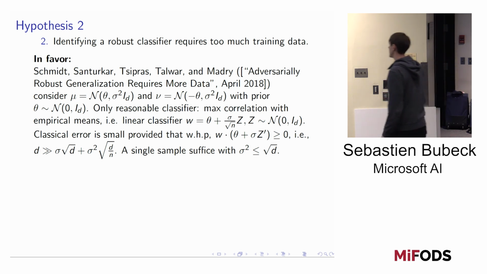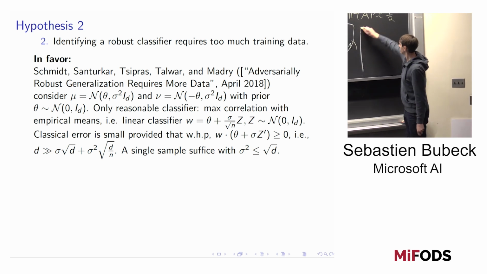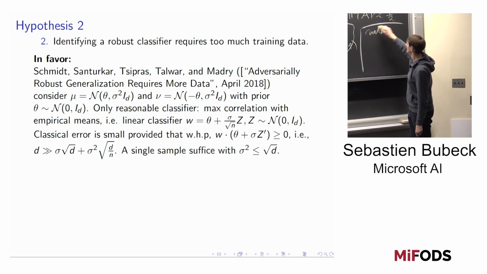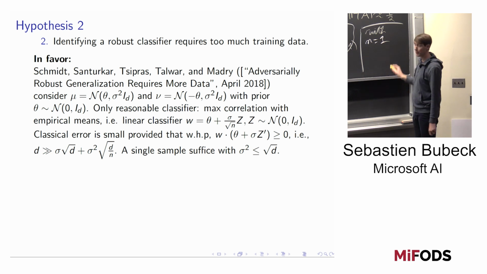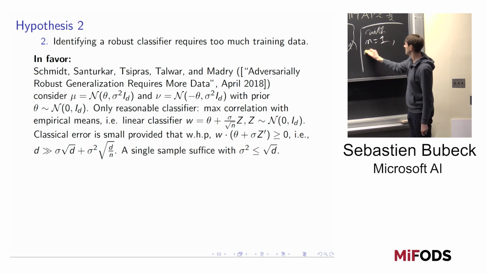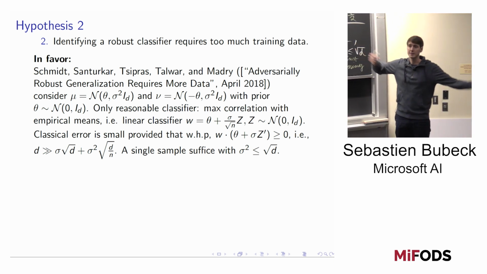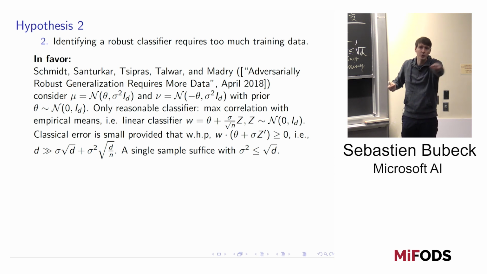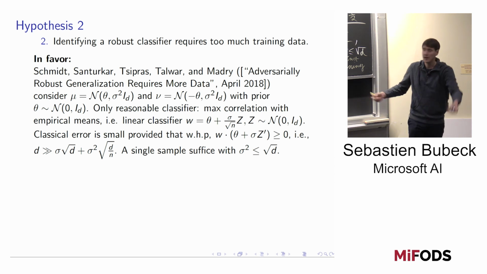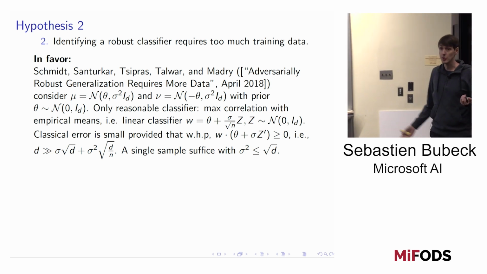So what I'm saying now is this is a problem where with n equals 1, a single sample, and if sigma squared is smaller than square root d, you can get non-robust learning. Your learner is just, you got one sample that gives you an estimate of theta, and then when you get a new sample, you say, is it closer to that sample or to minus that sample? And when sigma squared is smaller than square root d, this is going to be correct.